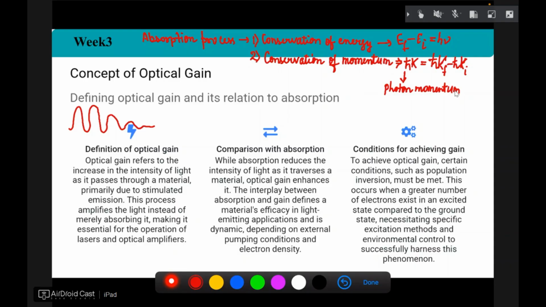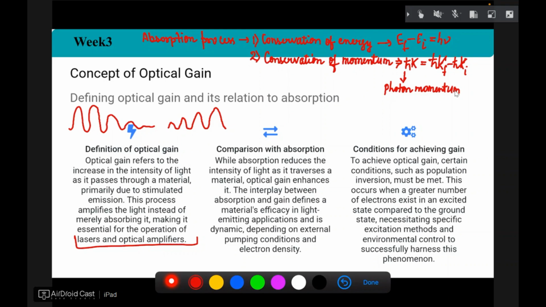Now when we are talking about gain, it means the amplitude is getting amplified. This process is primarily due to stimulated emission, and this process amplifies the light instead of merely absorbing it, making it essential for the operation of lasers and optical amplifiers. So we can do a comparison with absorption: while absorption reduces the intensity as it traverses a material, optical gain enhances it.